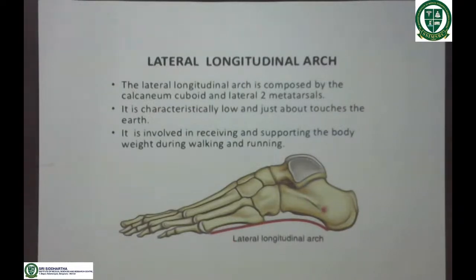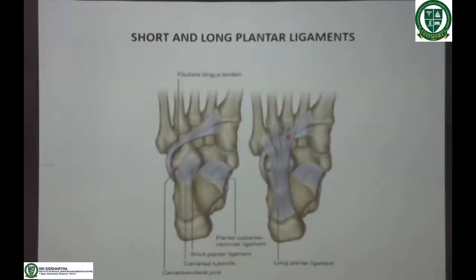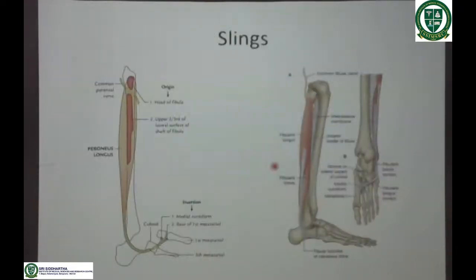So this is the lateral longitudinal arch. The factors maintaining the lateral longitudinal arch: the wedge-shaped bones. Then the short and long plantar ligaments which form the staples. Then peroneus longus acts as the slings. Then the tie beams are formed by the plantar aponeurosis, the lateral part of the flexor digitorum brevis, and then the abductor digiti minimi.